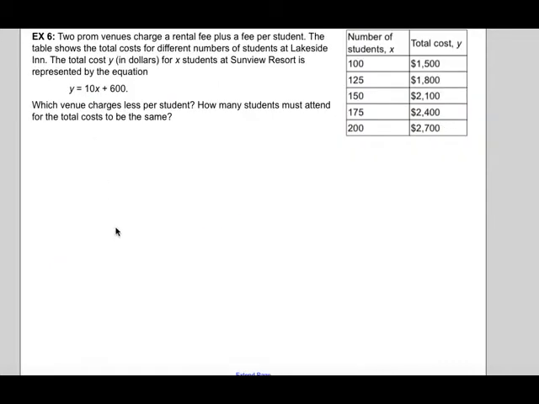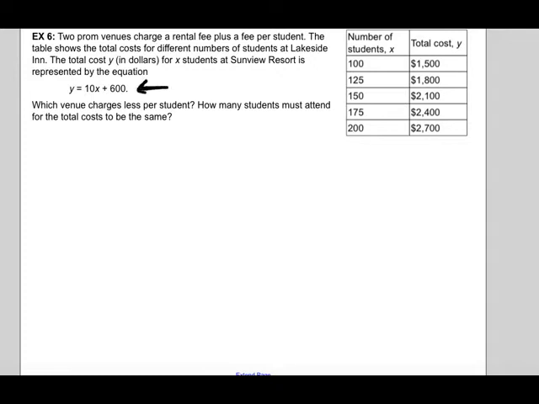Okay, example 6. I promised that I liked examples. Now this is going to change things up for you. It's going to give you tables. It says 2 prom venues charge a rental fee plus a fee per student. The table shows the total costs for different numbers of students at Lakeside Inn. The total cost Y in dollars for X students at Sunview Resort is represented by the equation.